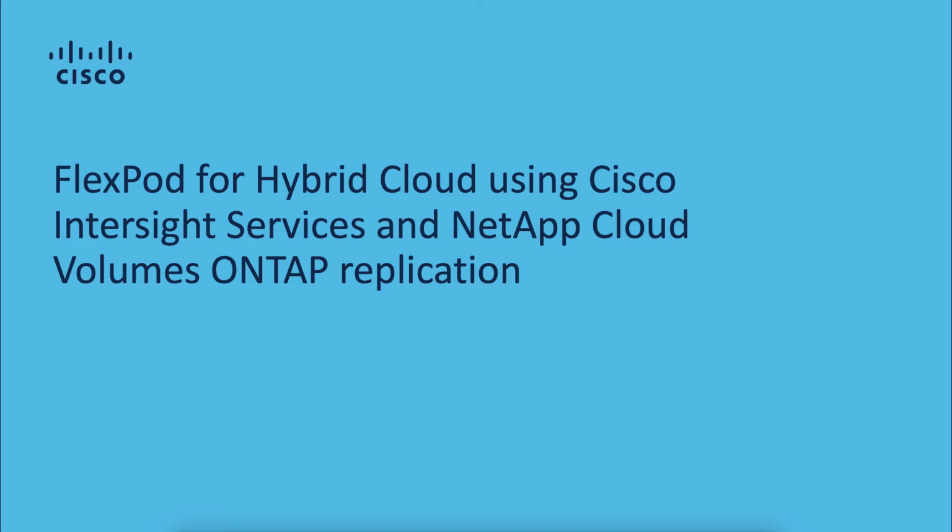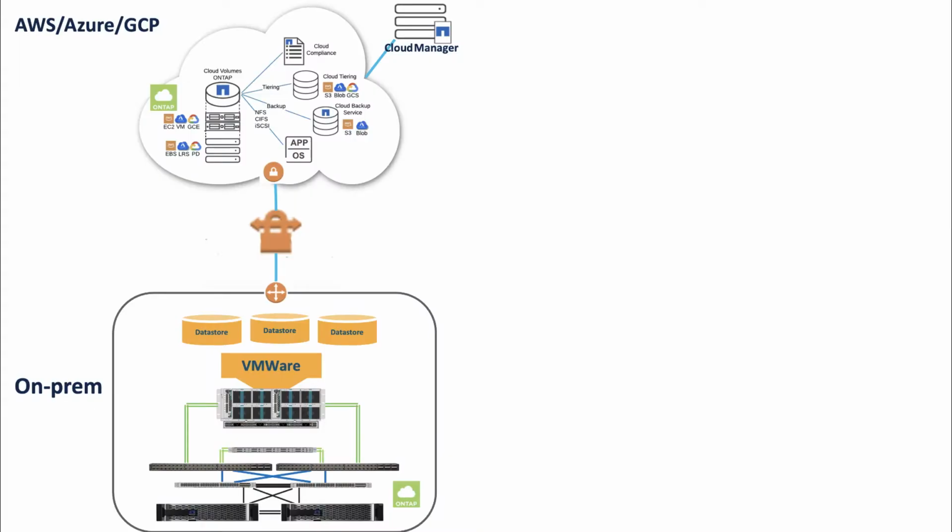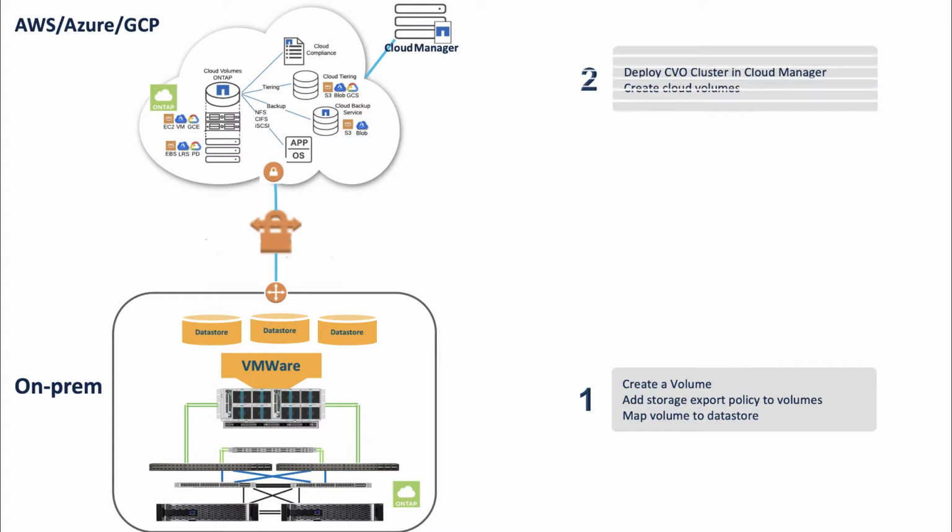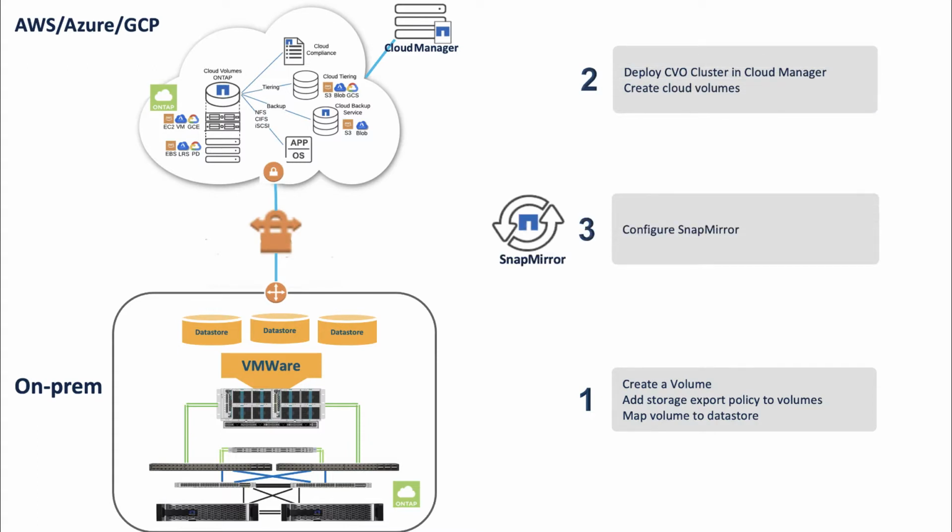In this demo, we will see how to automate disaster recovery scenarios for ONTAP across hybrid cloud using Cisco Intersight services and NetApp Cloud Volumes ONTAP. The solution consists of FlexPod data center on-premise and NetApp Cloud Volumes ONTAP managed with Cloud Manager deployed in any of the public clouds. And then we configure SnapMirror, which is a synchronous mirror of data between on-premise and cloud volumes for disaster recovery. Now, let's see how easy it is to deploy our solution using Intersight services.